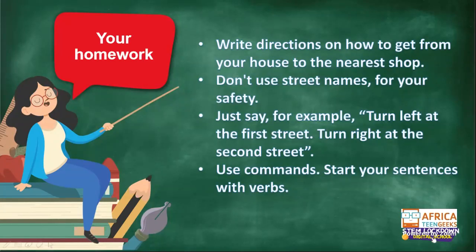So you can just say, turn left at the first street, turn right at the second street, or at the first robot, go straight. At the second one, turn left. And then you have to use commands. Start your sentences with verbs. Hope to see your homework.